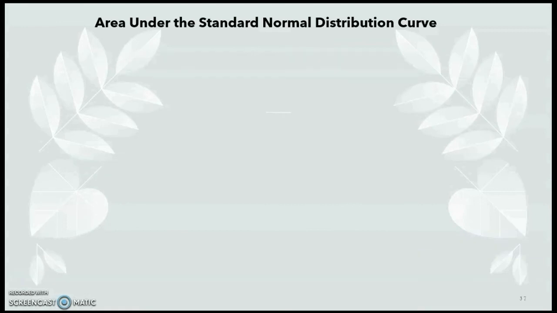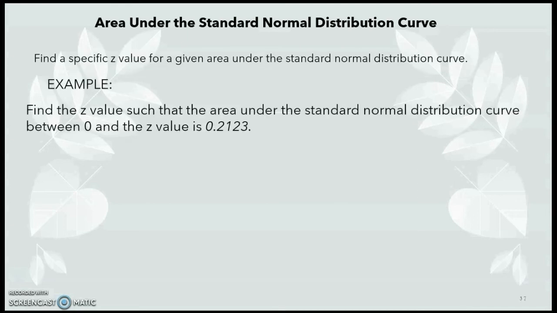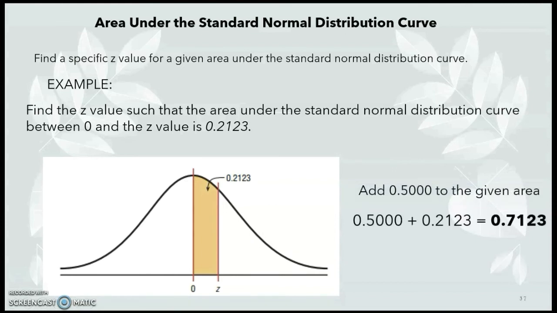Sometimes we can find the specific z value for a given area under the standard normal distribution curve. The procedure is to work backward using table E. Let's have an example. Find the z value such that the area under the standard normal distribution curve between 0 and the z value is 0.2123. So the given here is the area, and we are looking for the positive z value. First we need to add 0.5 to the given area. 0.5 plus 0.2123 is equal to 0.7123.